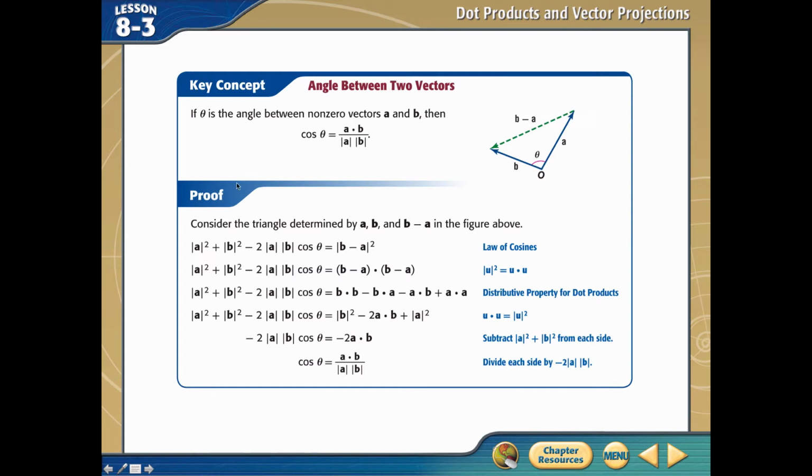I don't want to spend a lot of time on this proof. This proof is in your book, and when you get into calculus, you will be expected to be able to do proofs like this, and in some sections, every problem will be similar to this, where you will have to prove things.